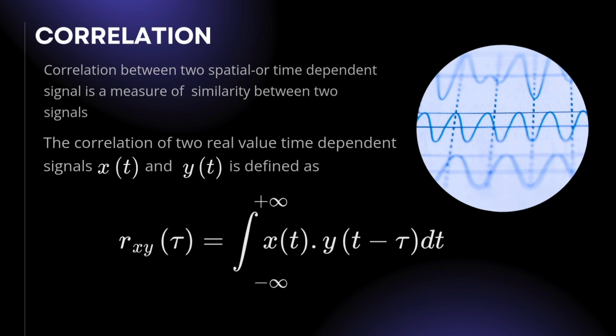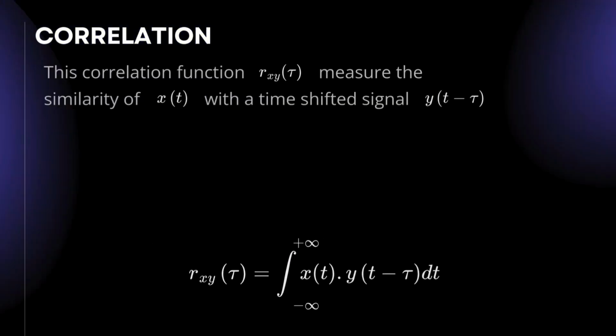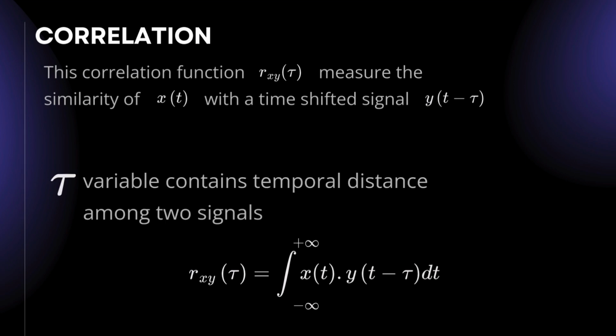Here, r of x, y, tau tells us how much x of t and a time shifted version of y of t are aligned with each other. The correlation coefficient r of x, y of tau measures the similarity between x of t and the time shifted signal y of t minus tau. The variable tau represents the temporal distance, or the amount of time shift, between the two signals. By analyzing r of xy tau, we can understand how these signals relate to each other over time.